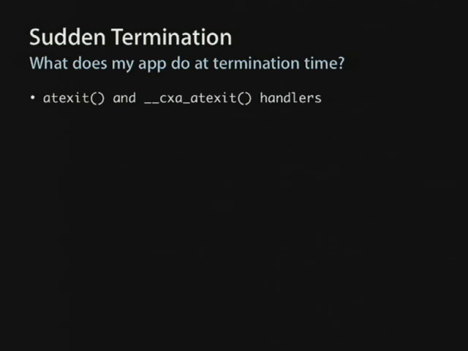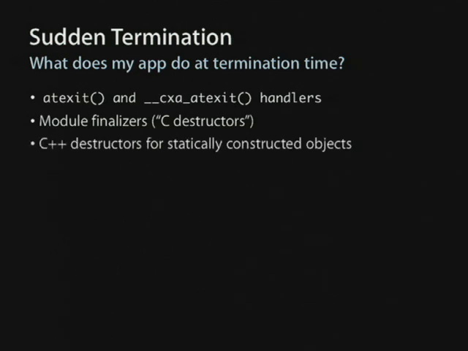So things like atexit and this crazy thing called the __cxa_atexit handler. So you can register for when your process is exiting, one more callback. And also module finalizers, which are these things you can specify on individual functions, also called C destructors. And if you don't know what these are, don't learn now because we don't want you to use them anyway.